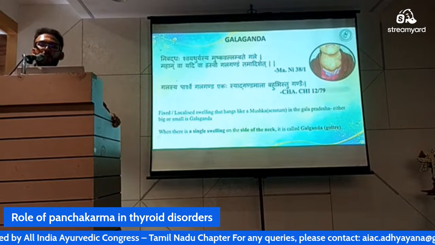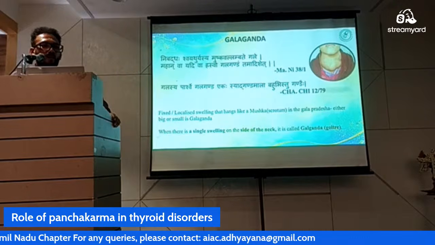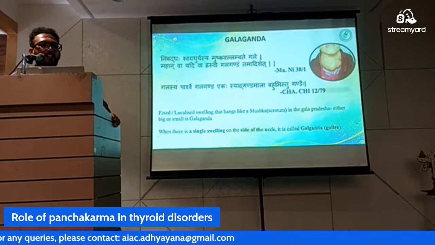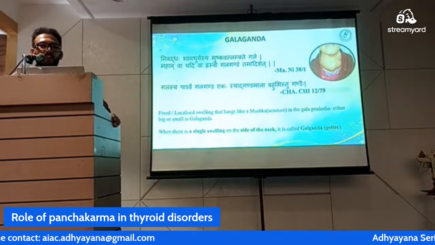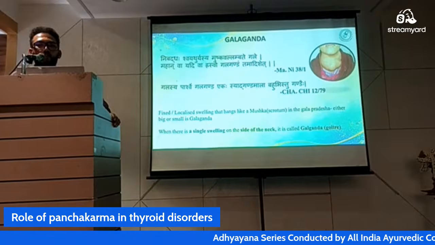So from the Ayurveda perspective, we have two diseases, Galaganda and Gandamala, which you would all have come across, and our teachers would have taught us that these are the two diseases in Ayurveda which we can correlate with thyroid. But are they? Galaganda and Gandamala are Medovaha Srotas Vikaras.